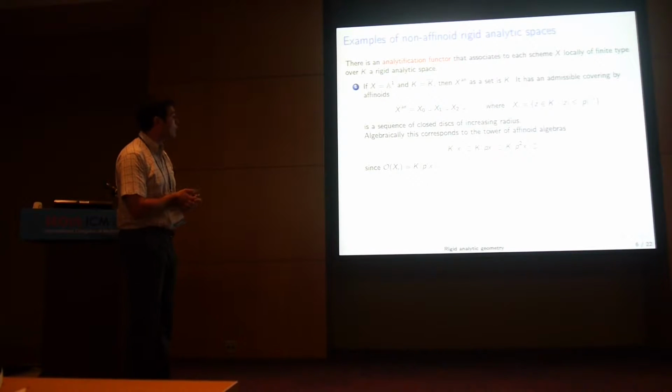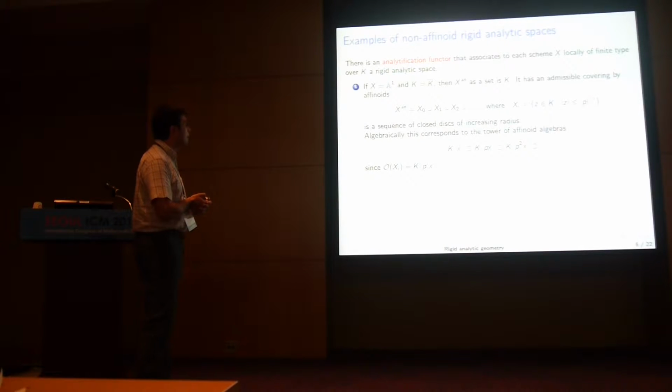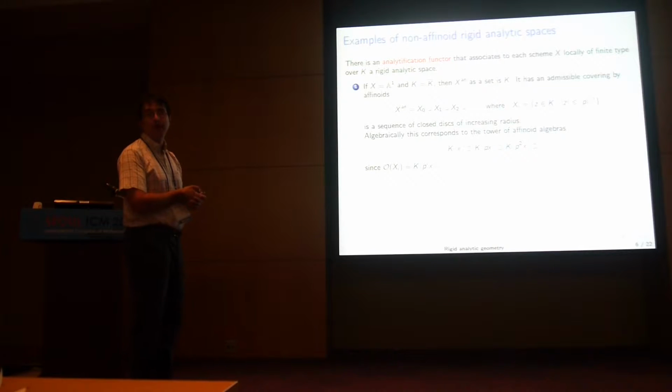Obviously, the polynomial ring in one variable over K is contained in the intersection of these, but you do get other things as well. And so the intersection of this tower turns out to be the ring of entire analytic functions on the whole plane.